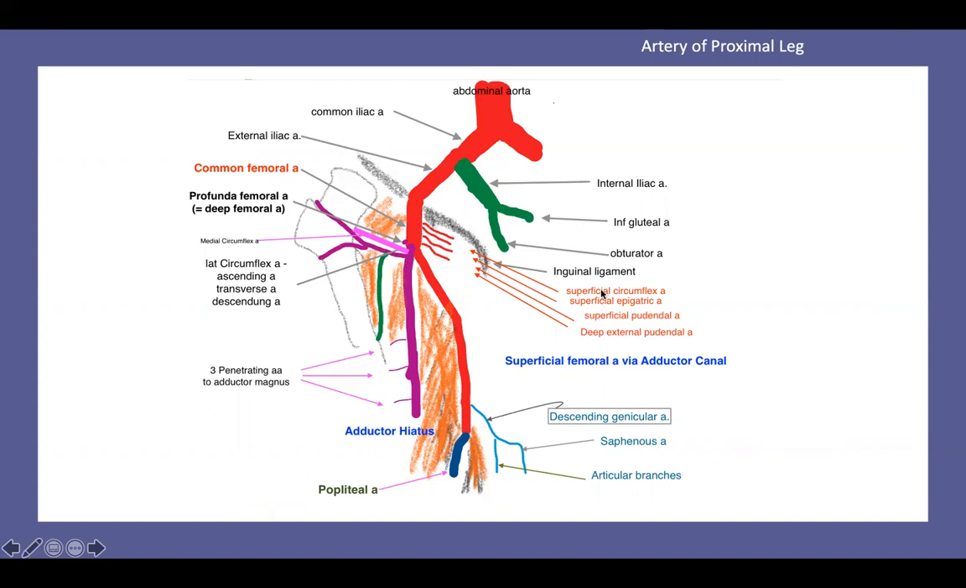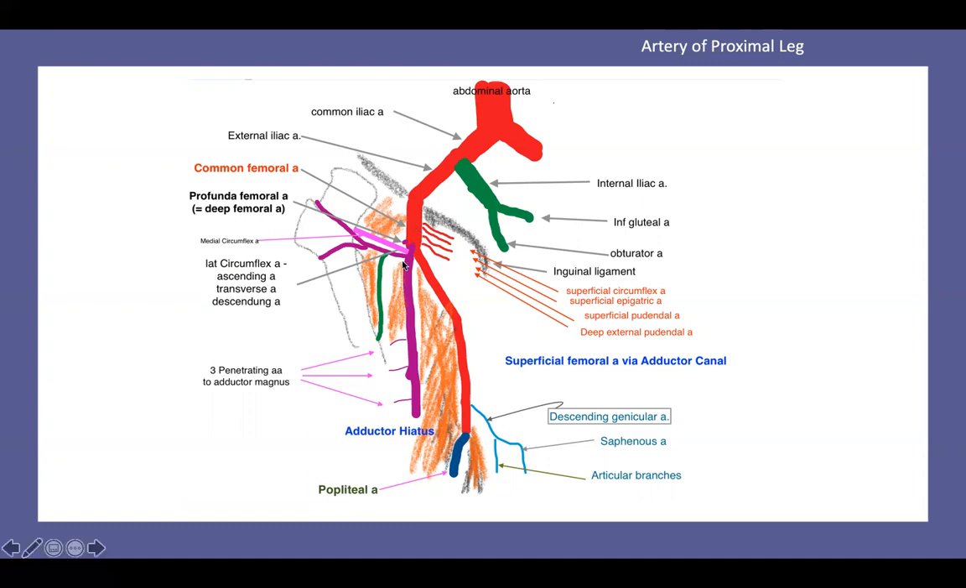One is the superficial circumflex artery. Second is the superficial epigastric artery. Third is the superficial pudendal artery. The fourth is the deep external pudendal artery. After the common femoral artery gives 4 arteries, it splits into the deep and superficial femoral artery.